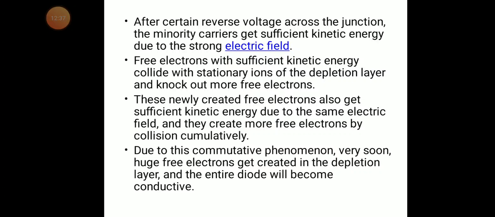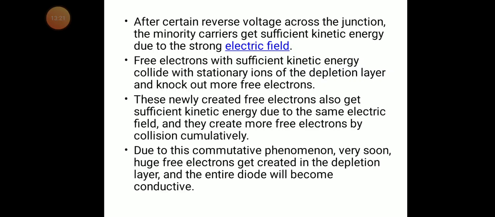So what happens? These high speed electrons collide with these stationary ions. The kinetic energy of these electrons produces more electrons from that ion. So that ion absorbs that kinetic energy and frees some free electrons to the junction. Free electrons with sufficient kinetic energy collide with the stationary ions of the depletion layer and knock out more free electrons from the stationary ions.